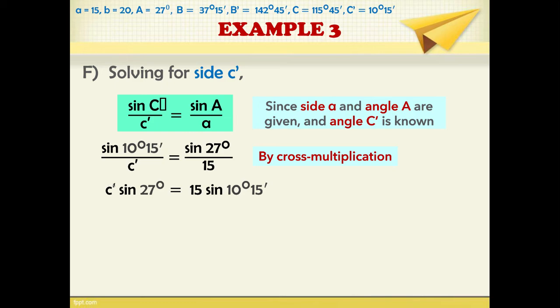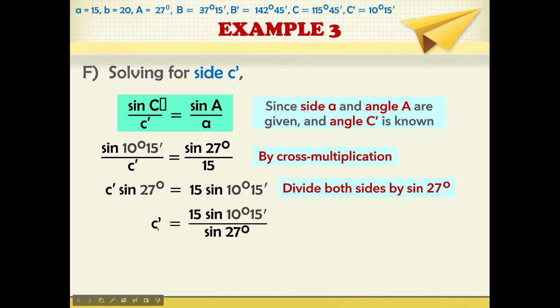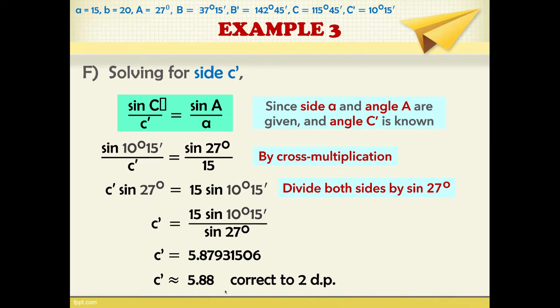Since we are solving for C prime, therefore we need to cancel sine 27 degrees. And to do that, we will have to divide both sides by sine 27 degrees to get C prime equals 15 sine 10 degrees 15 minutes over sine 27 degrees. So we will get C prime equals 5.87931506, or C prime is approximately equal to 5.88, correct up to 2 decimal places.